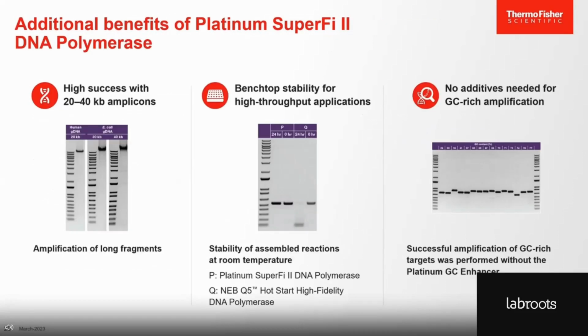Additional benefits of the Platinum SuperFi II DNA Polymerase include higher success with long-range amplification compared to other enzymes, up to 20 kilobases with human gDNA and up to 40 kilobases with E. coli gDNA. Benchtop stability of assembled reactions for up to 24 hours. It is great for high-throughput applications using automation or robotic platforms. Innovative buffer formulation allows amplification of targets with over 65% GC without the need for GC enhancers.